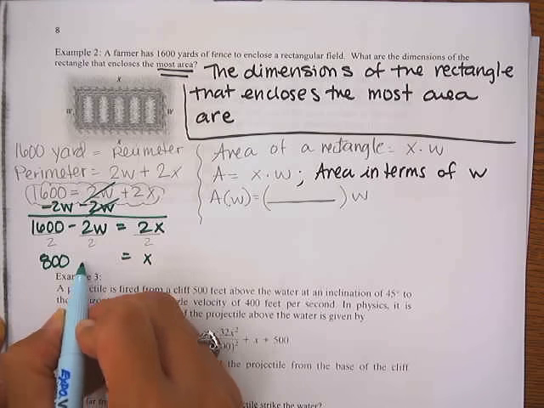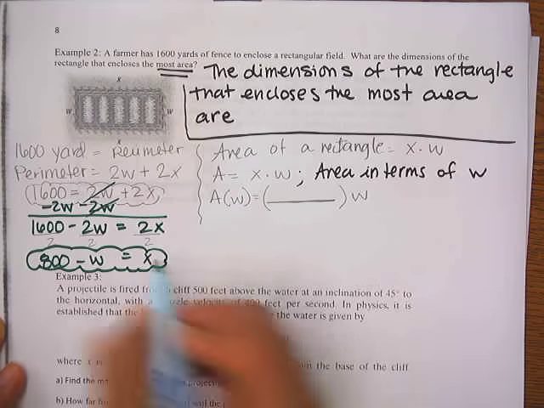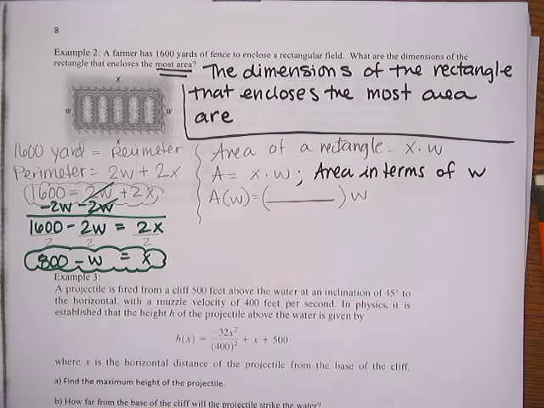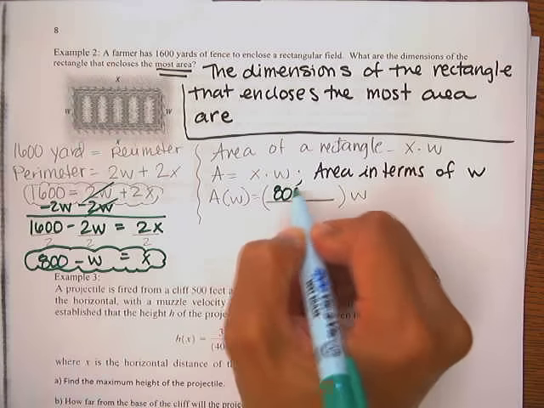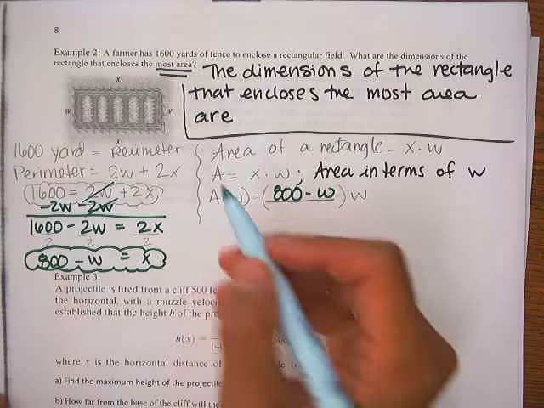2w divided by 2 is a w. Okay? So x is, look at that, we can totally solve for it. Okay? 800 minus a w. So that's what I'm going to write in here. 800 minus a w. So we can keep our answer in this way, or we can distribute.